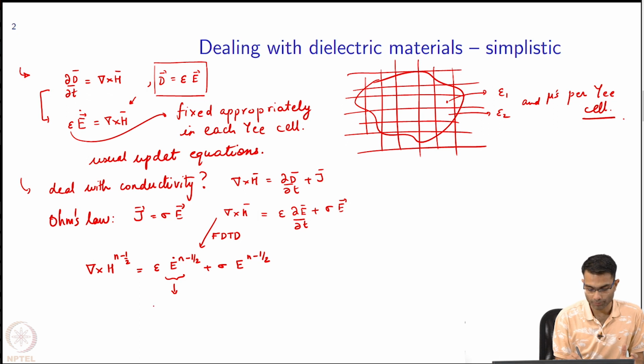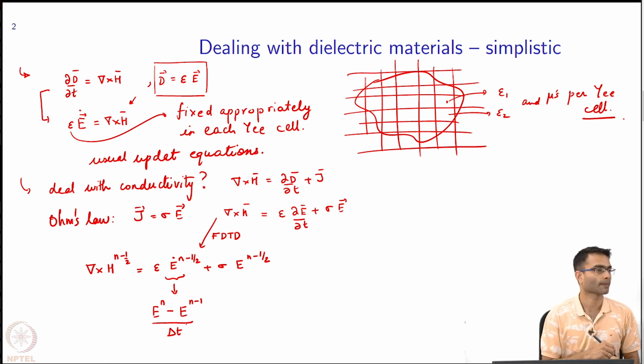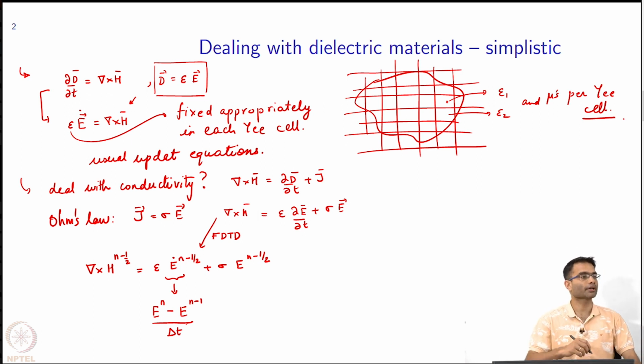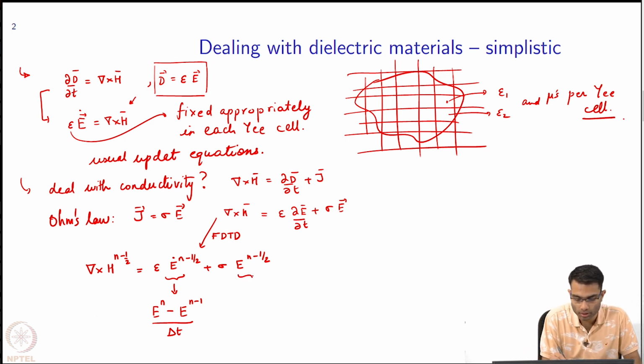So, what does this actually amount to? E n minus E n minus 1 by delta t, right, finite difference in time, and the approximation is most accurate at n minus half. So, it is consistent, right. You agree with me so far? So, what is the problem now over here?